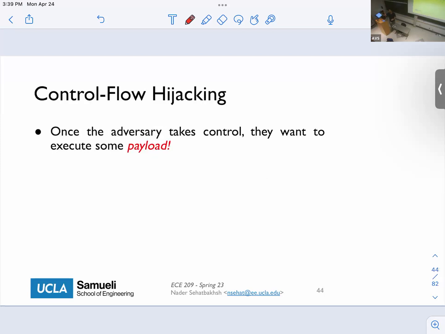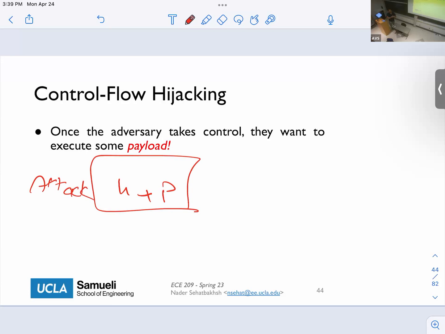So what do we do when we are hijacking the control flow? Hijacking the control flow is usually accompanied by what we call executing a payload. This is the part that actually does the damage and does the attack. So essentially, I'm hijacking and then I'm adding the payload, and together this is the attack that the adversary tries to do. What is the payload?